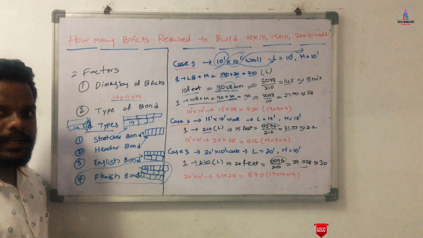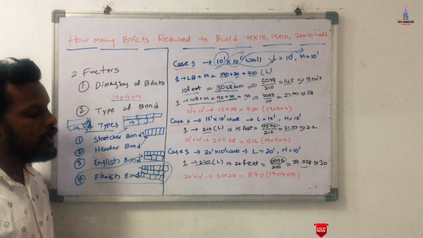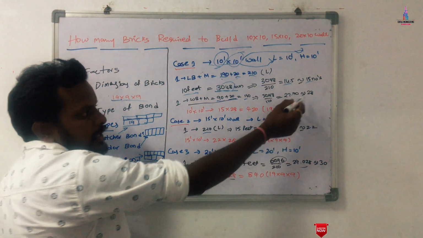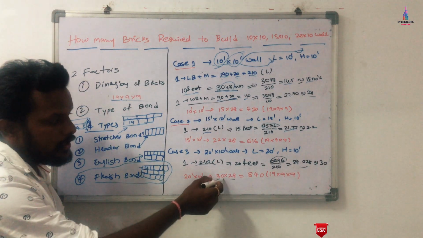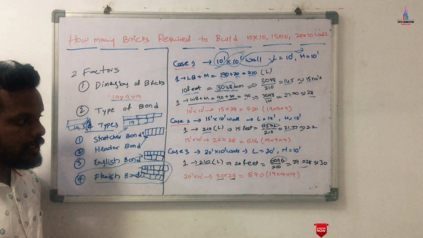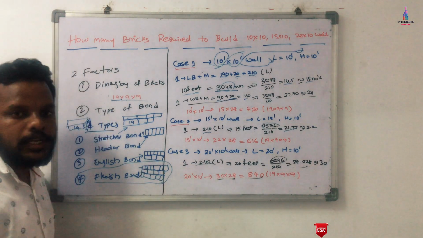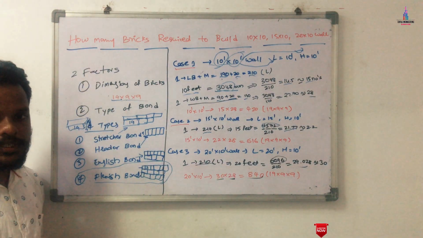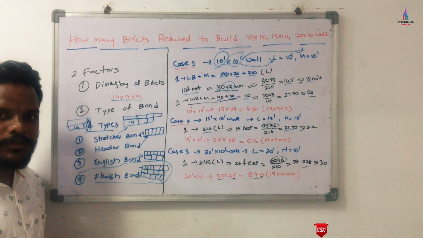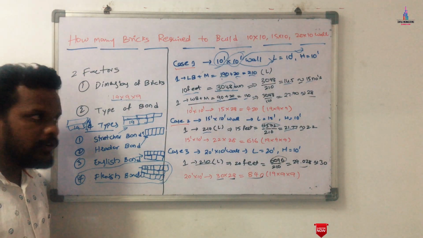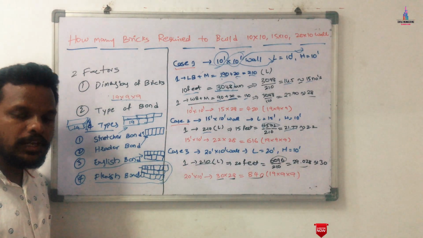Again, the height direction is the same, which is 10 feet. We already calculated 28 numbers. So if you multiply 30 numbers with 28 numbers, we get the value 840 here. Okay, so this is the complete calculation of how many bricks are required for the construction of 10 feet cross 10 feet, 15 feet cross 10 feet and 20 feet cross 10 feet walls.